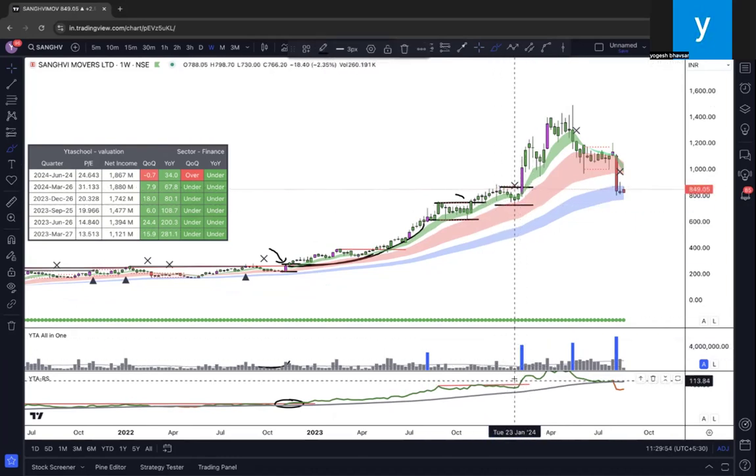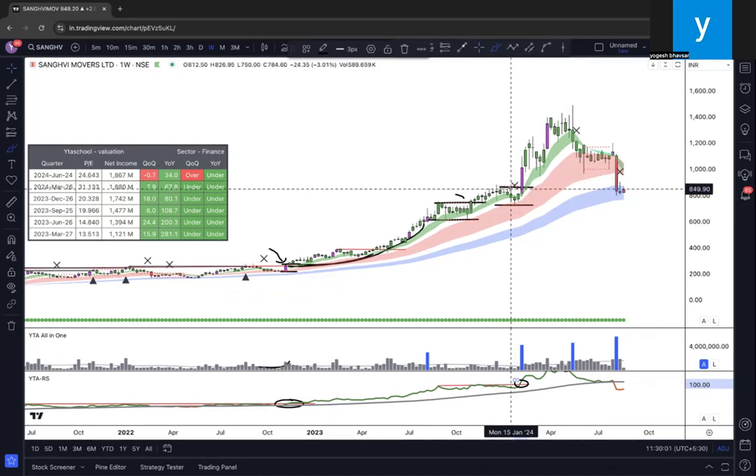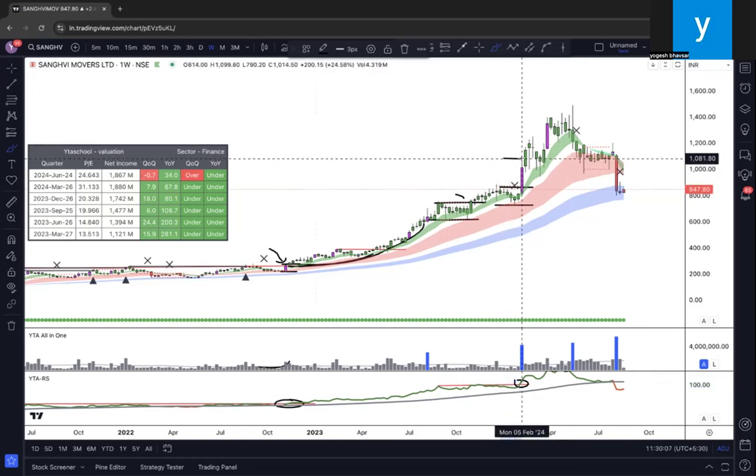We have a breakout of that trend over here. We have a blue bar. The price is into pink. Green is above red, red is above blue. The stock is also undervalued. You may take an entry over here, put a stop loss over here.